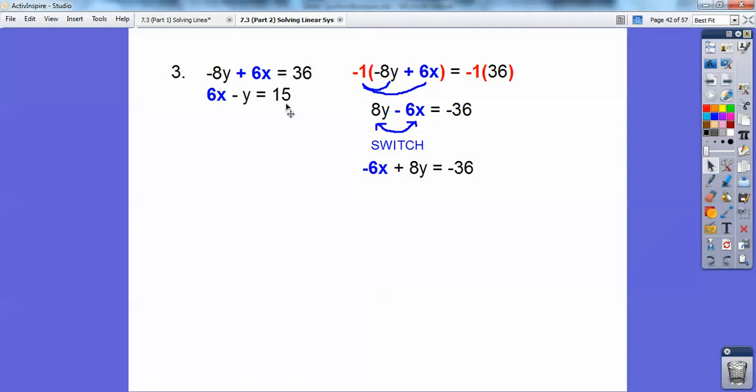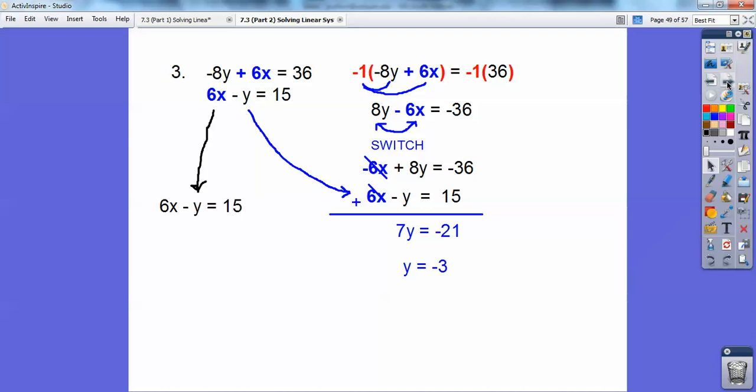Now I'm just going to slide this second equation down below. Now the 6x and negative 6x are ready to cancel out. I can draw a line underneath both, add them up, and the 6x and negative 6x cancel out. Then 8y plus negative y is 7y. Careful right here: negative 36 plus 15. When one's positive and one's negative and you're adding them, you subtract them, and the negative hangs out with the bigger absolute value. This 36 is bigger, so you subtract them and it's negative 21. And 7 goes into 21 three times, so it's negative 3.